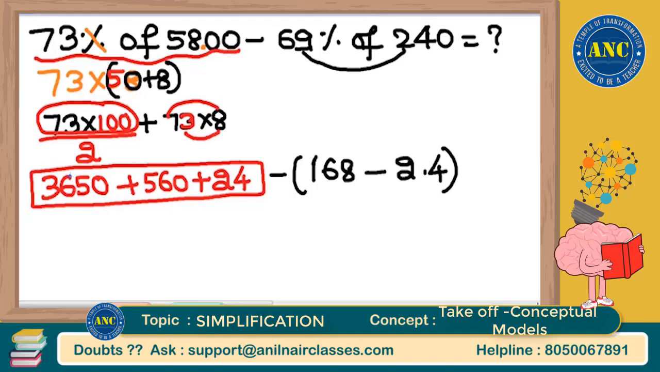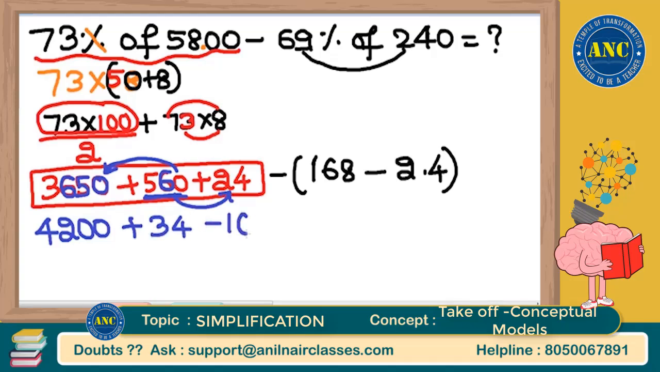That means here I have 3650. For it to become 4000, how much do I still require? I require 350. Or for it to become 4200, I require 550. From this 560, I will give 550 to this person, so that this person becomes 4200, and he is left with another 10 rupees. Push it to this person. This becomes 34. I believe that you are able to understand.